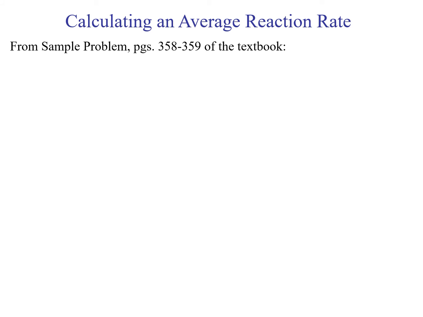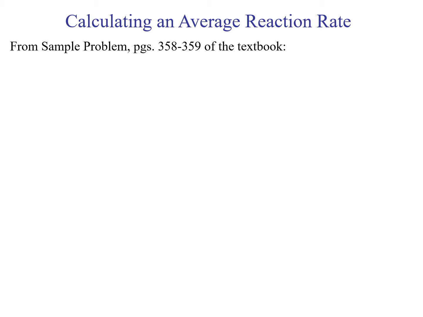chloride and water, the concentration of butyl chloride is 2.2 times 10 to the negative 1 moles per liter at the beginning of the reaction. At 4 seconds, the concentration of the butyl chloride is 1.0 times 10 to the minus 1 mole per liter. Calculate the average rate of reaction in terms of butyl chloride over the first 4 seconds of the reaction.